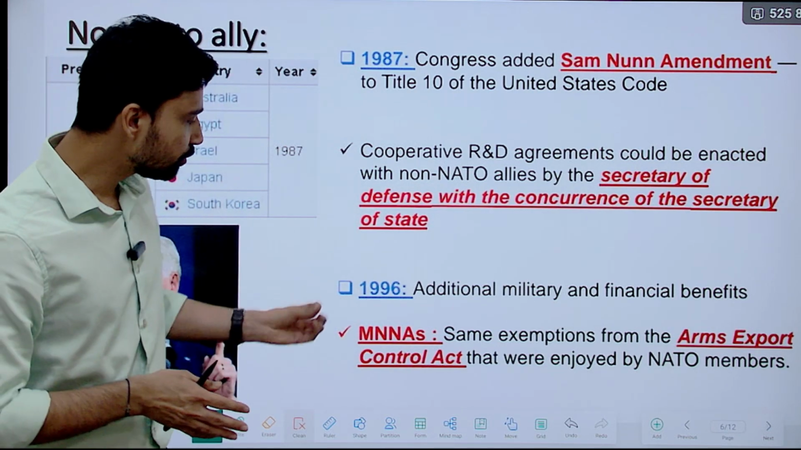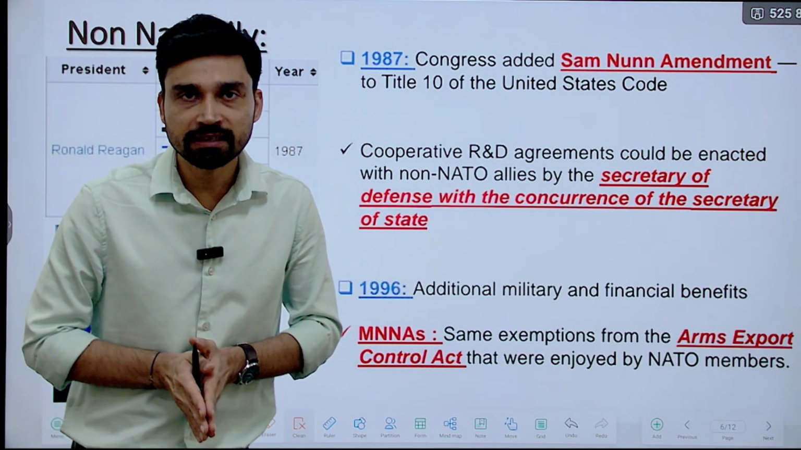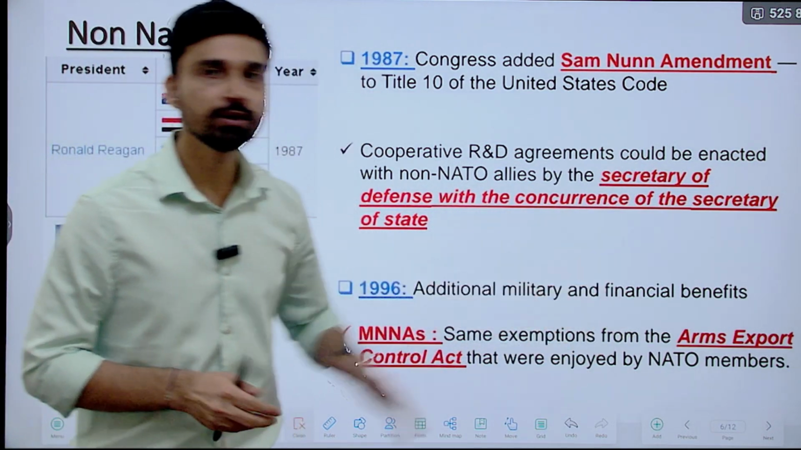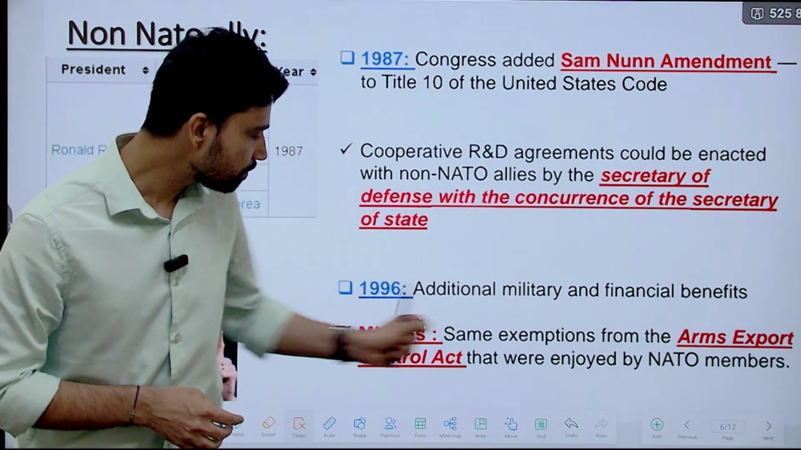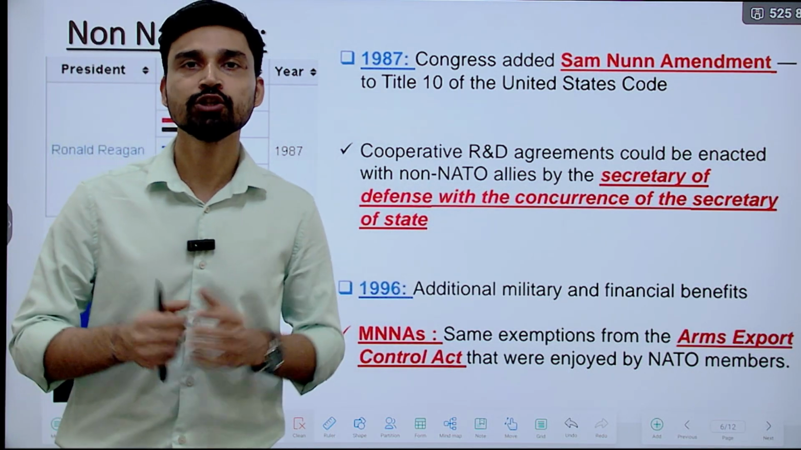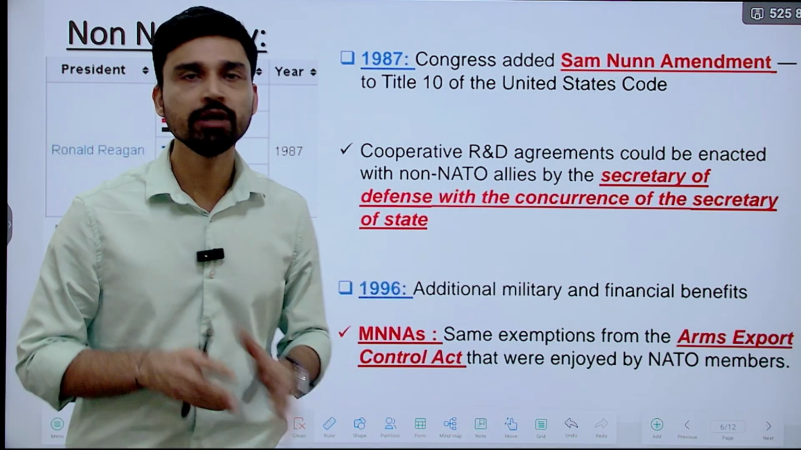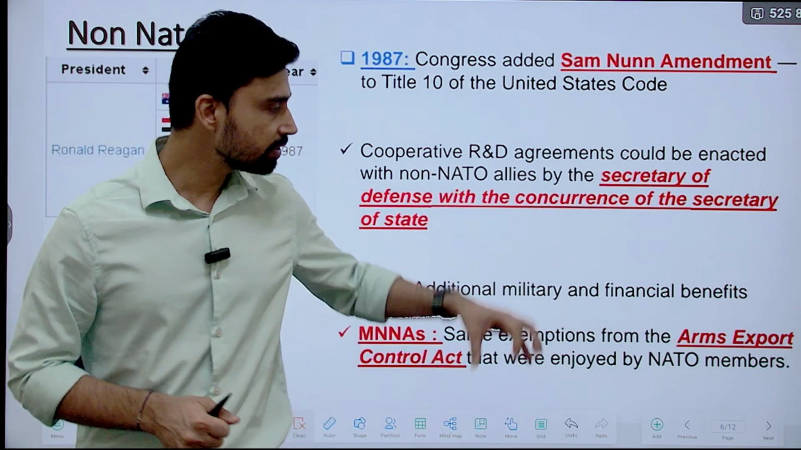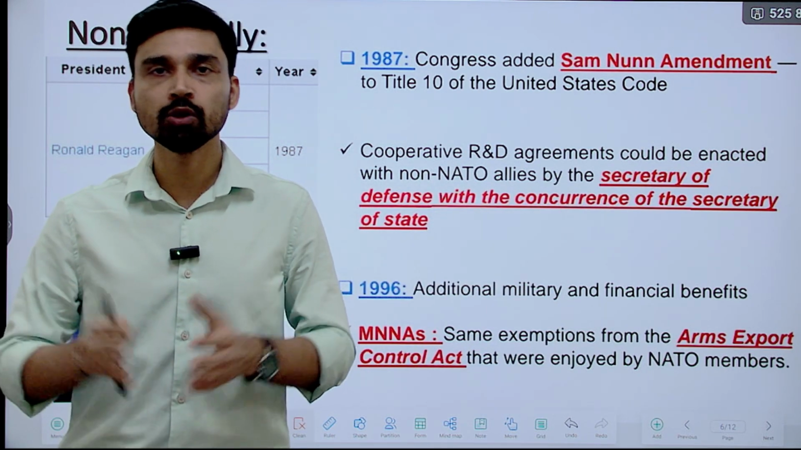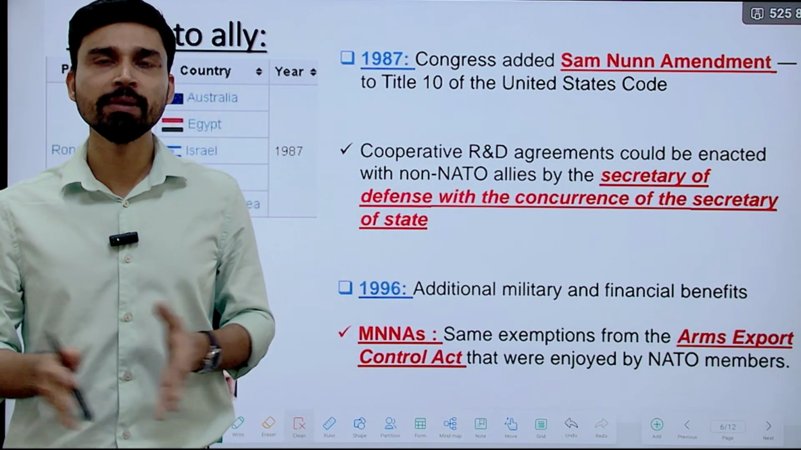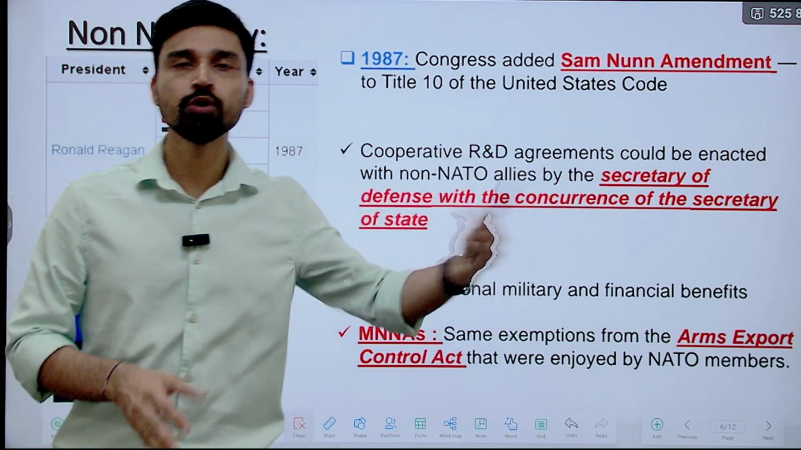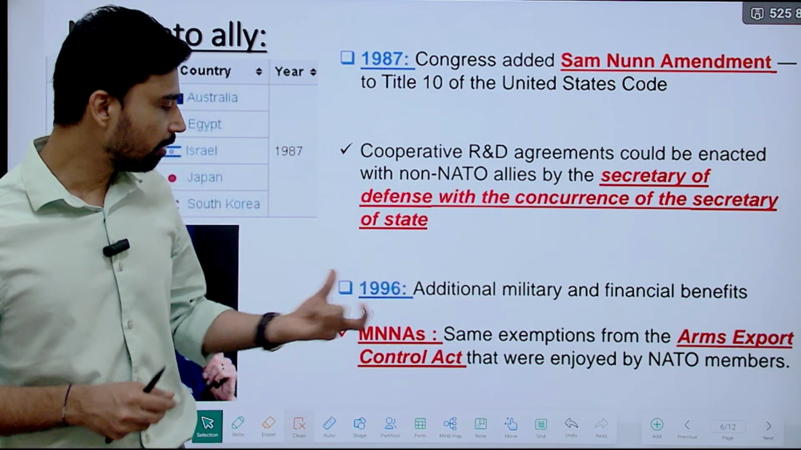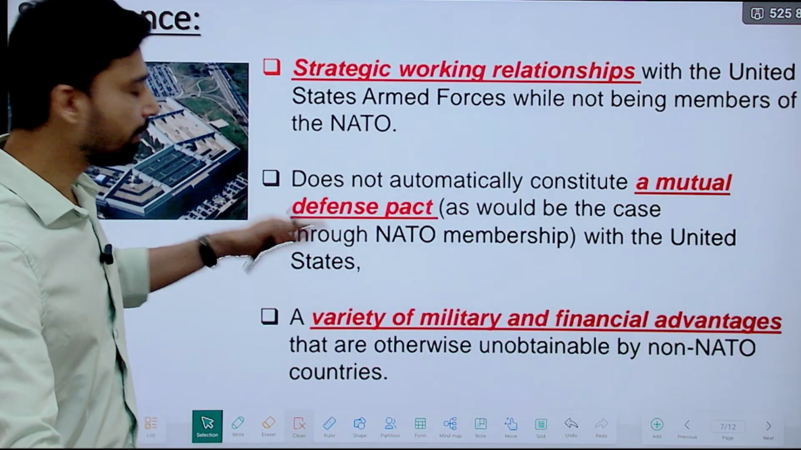For the major non-NATO allies, the benefit they receive is that they enjoy a similar kind of exemption as NATO members as far as the application of the Arms Export Control Act, a legislation of the US, is concerned. Now, the Arms Export Control Act largely determines with which country the US can have a defense relationship, and what kind of defense-related goods, military goods, equipment, and technology the US can export to these countries. So that is covered under the Arms Export Control Act. There also a lot of advantages are offered to the MNNAs.